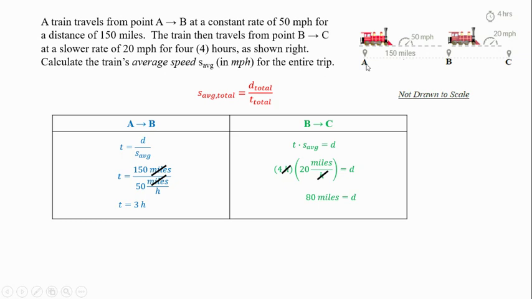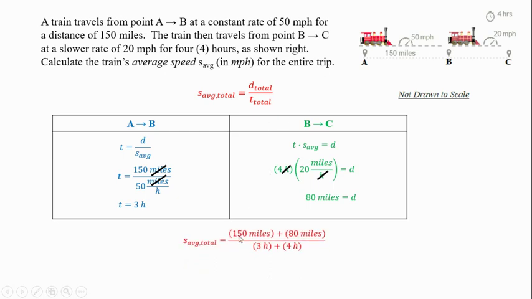We just found out that it took 3 hours from A to B, so total would be 7 hours. And then the first distance is given as 150 miles. We just found the distance from B to C, which is 80 miles. So really we have all the information. So let's just go ahead and knock it out.